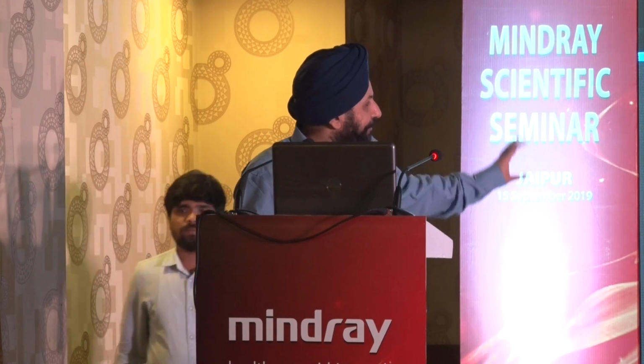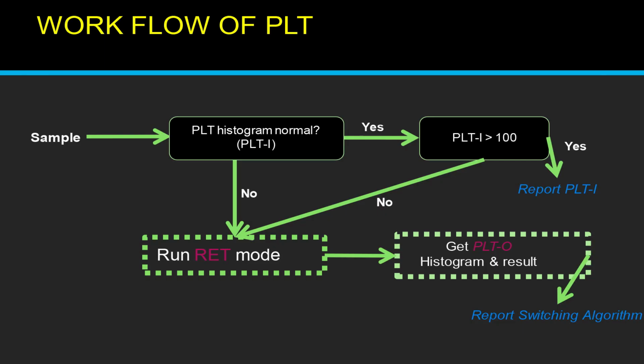So this is the workflow of the platelet as we do in our laboratory. First of all, we look at the platelet histogram. If the histogram is not okay, we run every sample on the reticulocyte mode to do the optical or the fluorescent platelet. However, if the platelet histogram is normal, then we look at the count. If the count is more than 100 and the histogram is normal, we report the platelet as it is without doing any smear review. If the platelet count is less than 1 lakh, we again run the ret mode and do both impedance and optical platelet.